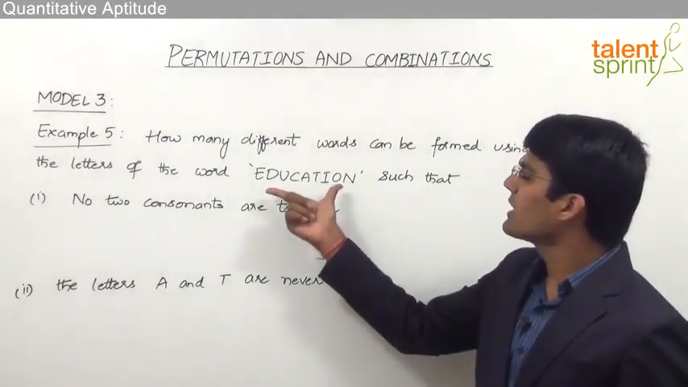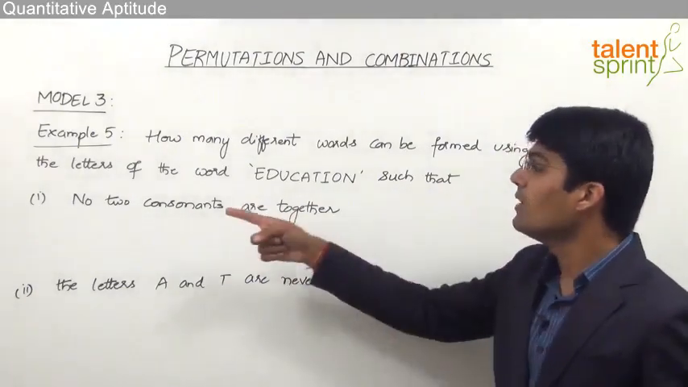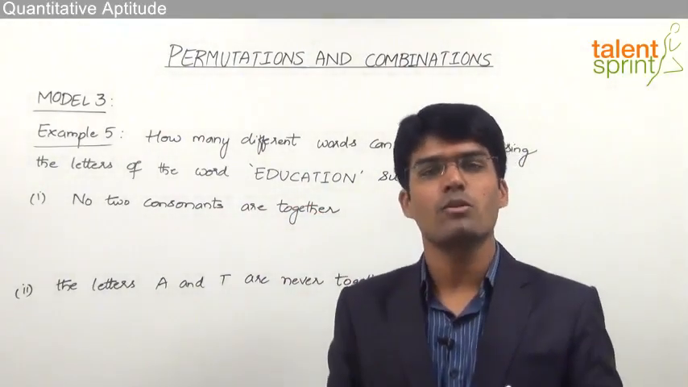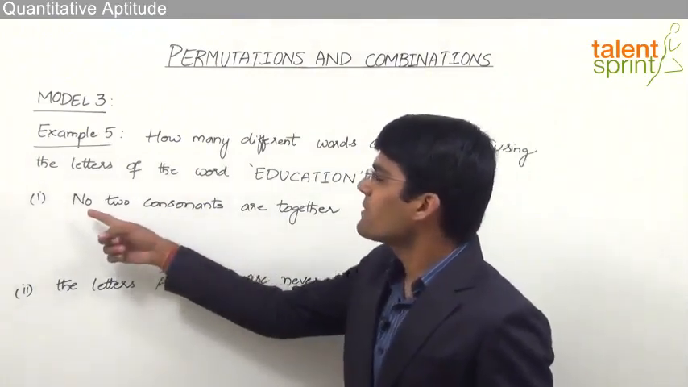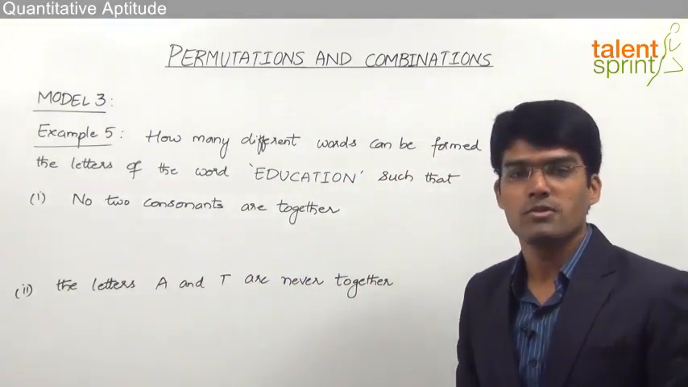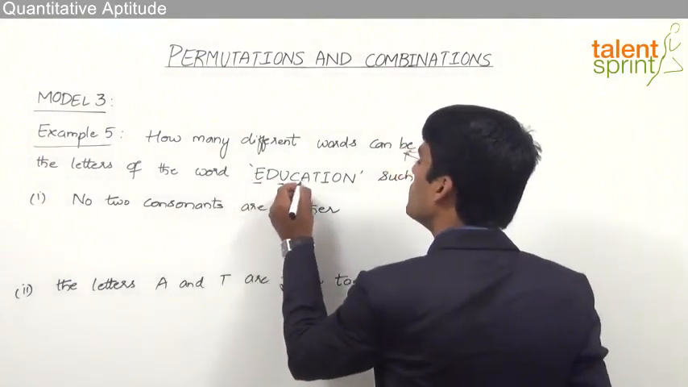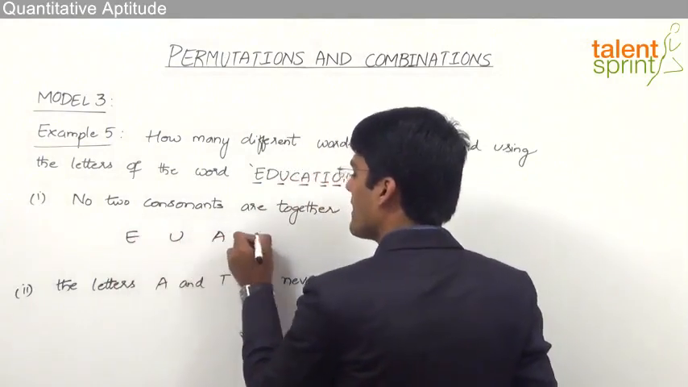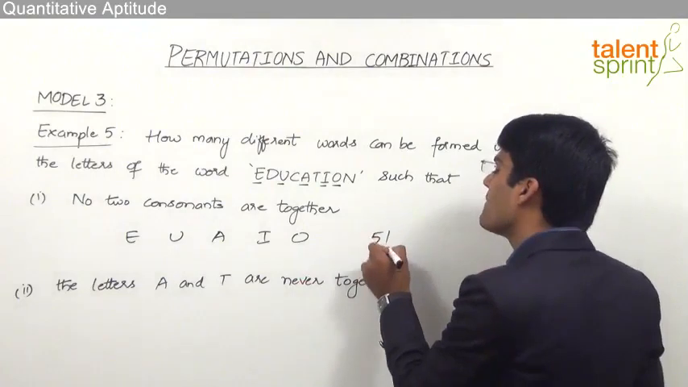Now we know that there are total 9 letters, so the total number of words that can be formed will be 9 factorial, but the condition is no 2 consonants are together. Whenever we want a set of objects not to be together, we first arrange the remaining objects. For example, in the first question here it says no 2 consonants must be together. So we will first try to arrange the vowels. We know that there are 5 vowels here, E, U, A, I and O. So the 5 vowels can be arranged in 5 factorial ways.